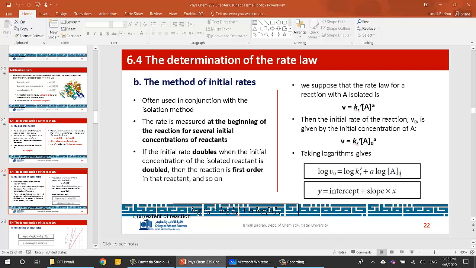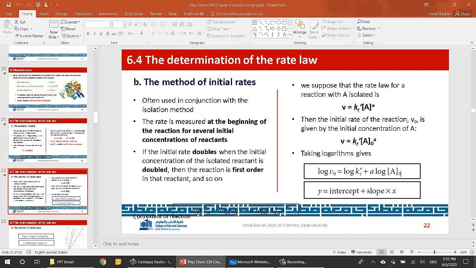So this method is usually used in combination with the isolation method. If you take that equation after we separate B, the rate law becomes V equals Kr prime times A power a, where a is the order in respect to A. You can name that m or n or whatever.